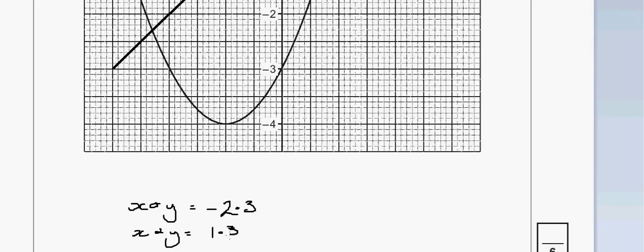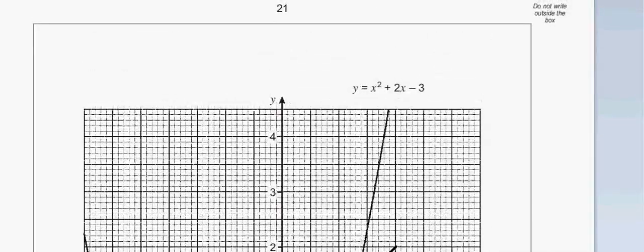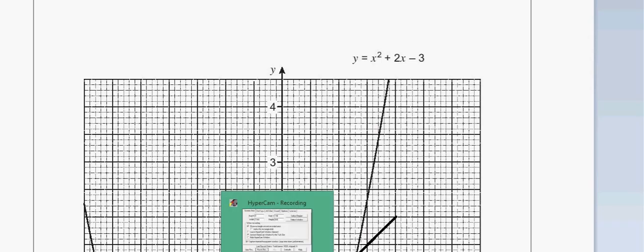Okay, it's not the easiest question in the world, I have to say, but it's doable. So what I'm going to do now is stop at this point and then just do one more recording for the last two questions of the paper.